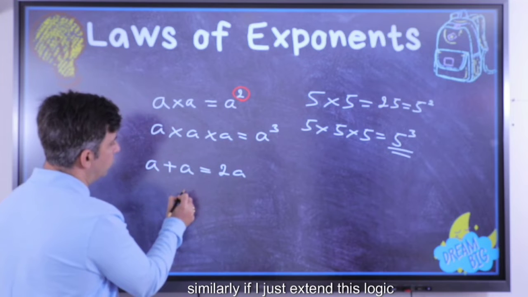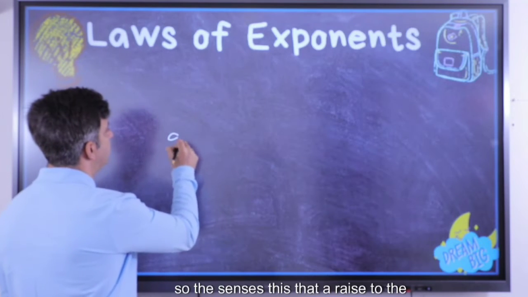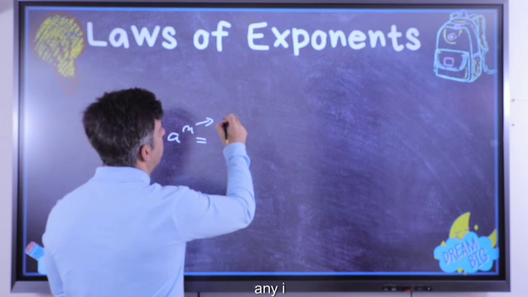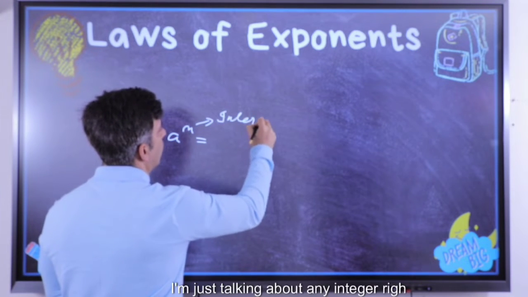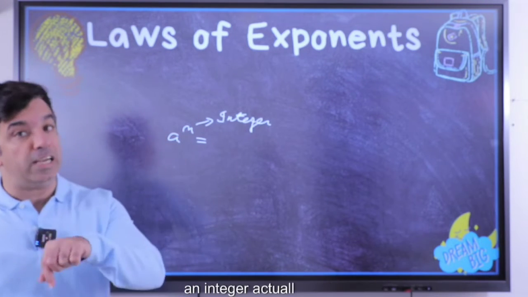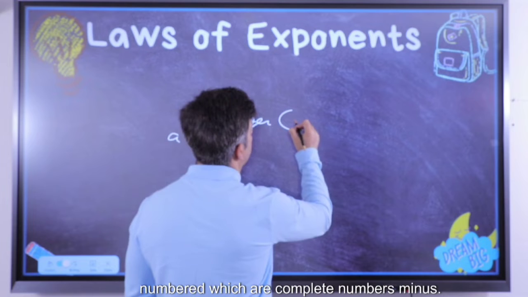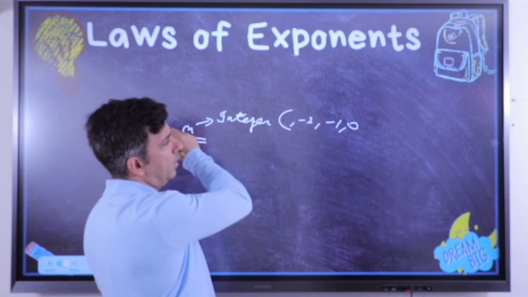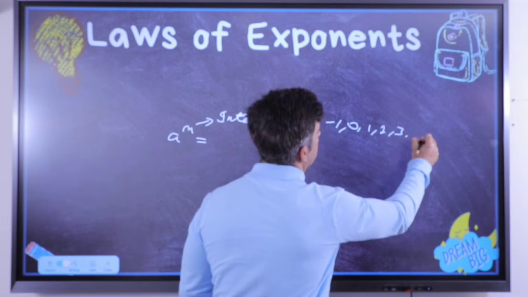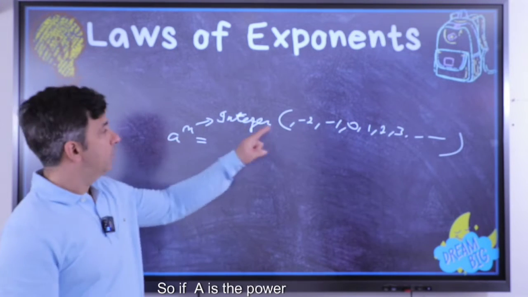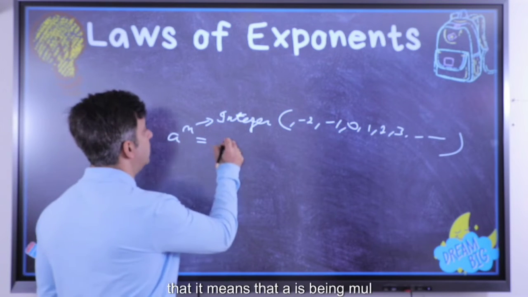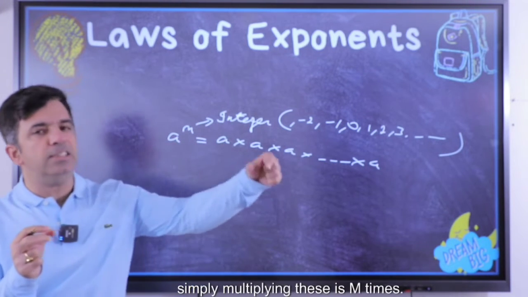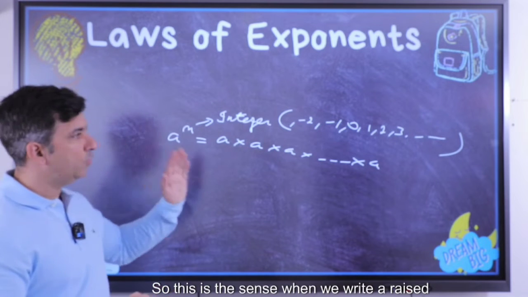Similarly, if I just extend this logic, the sense is this, that a raised to the power m actually means, where m stands for any integer. I'm just talking about any integer right now, and we know that integers are complete numbers: minus 0, minus 1, minus 2, and so on the back, and 1, 2, 3, and so on the positive side. So if a raised to the power m is written, it means that a is being multiplied m times. This is the sense when we write a raised to the power of m.